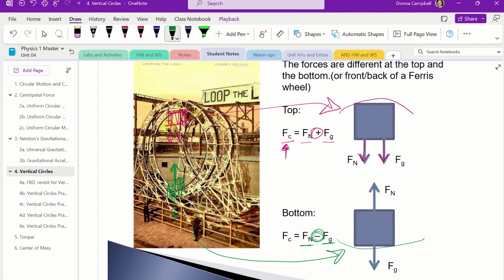And if you've ever ridden a roller coaster, you've experienced this. You feel pressed into your seat at the bottom of the roller coaster because Fn has to be greater than Fg in order to keep you in the circle. Because remember, this is unbalanced.